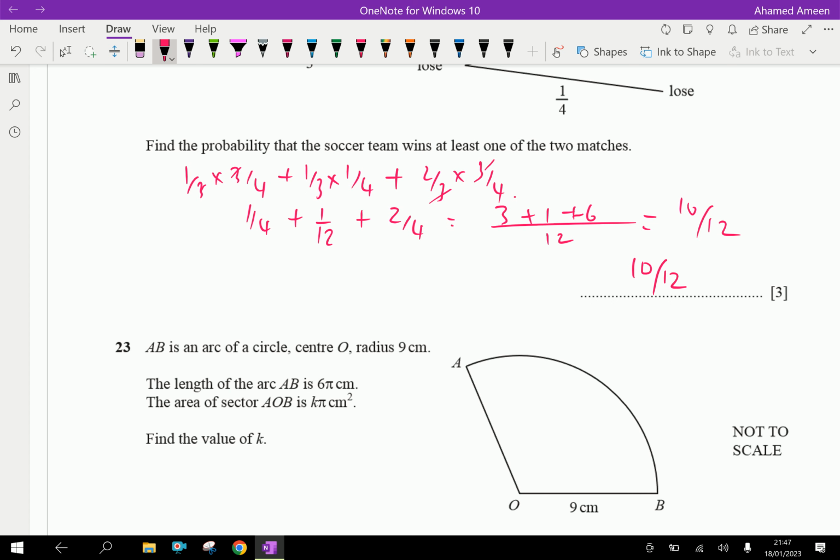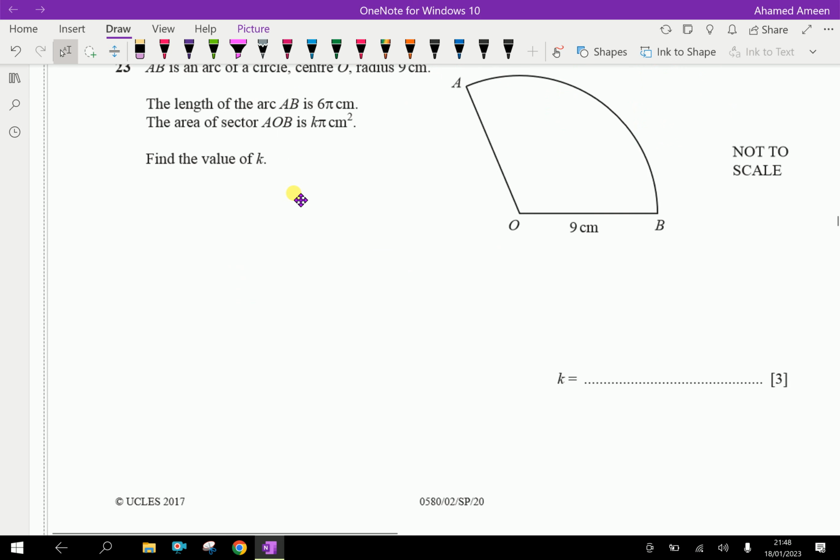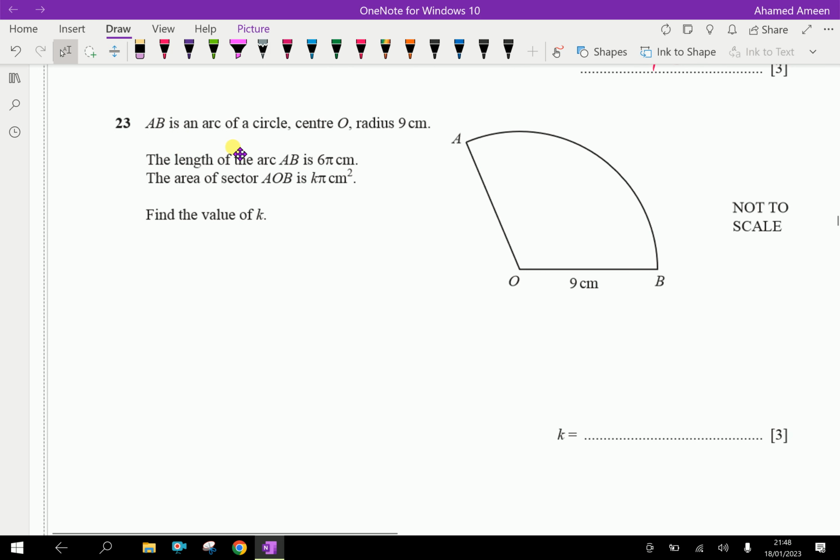10 over 12. Next question. Here, AB is an arc of a circle of center O, radius 9. This theta, which we don't know, is the center angle. So we have to find that angle.